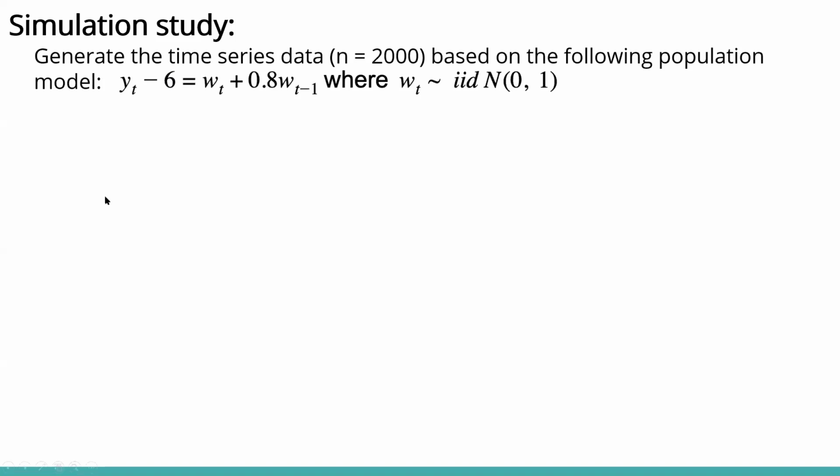So we want to generate 2000 data points. And of course, I told you when you want to generate, the white noise will be from an independently and identically distributed normal distribution with mean 0 and variance 1.